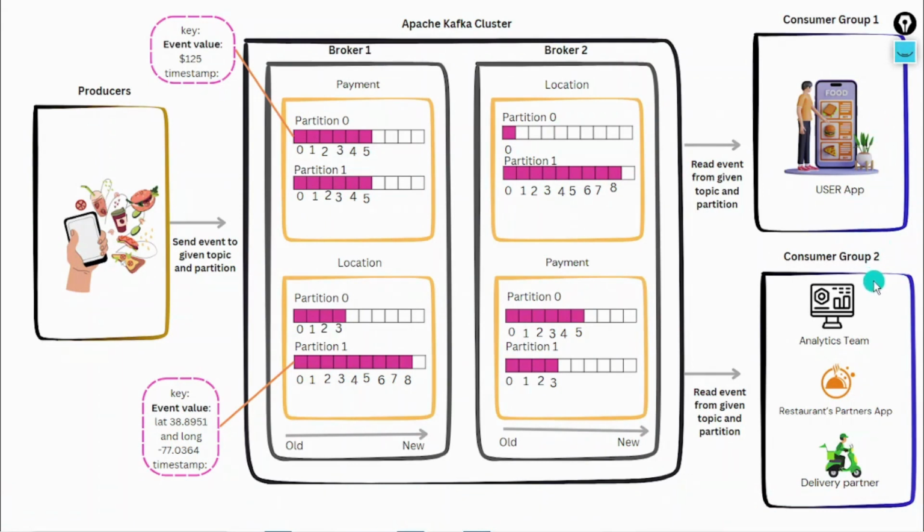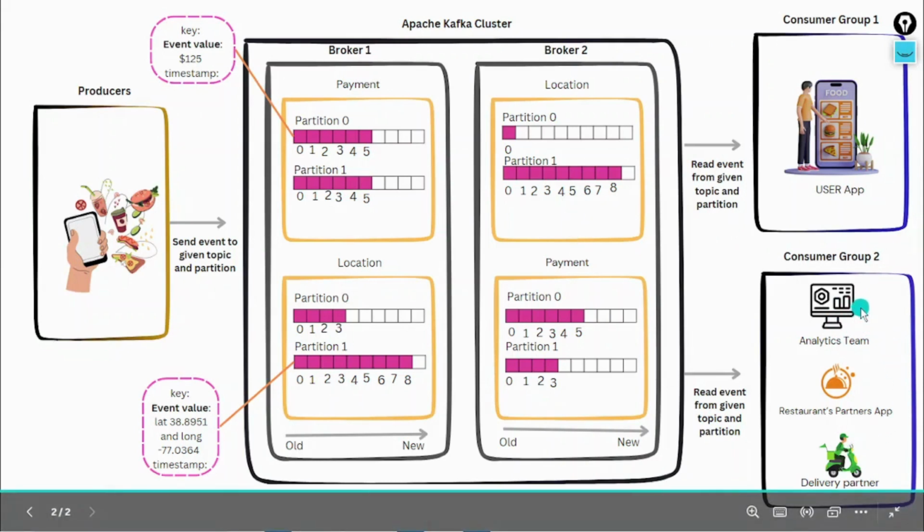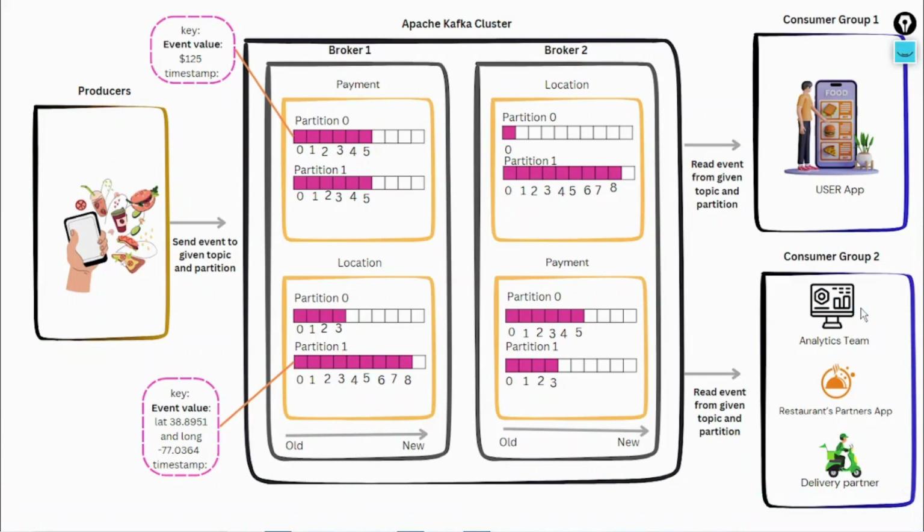And in consumer two, we have three applications. One is the analytical team, which consumes the data from Kafka and does some analytics on top of that. It could be sales analytics, or real-time dashboarding, those kinds of things. Then we have a microservice for the restaurant partner app. Basically, with food delivery, whoever the restaurant partners are, they are also reading events from the Kafka cluster.